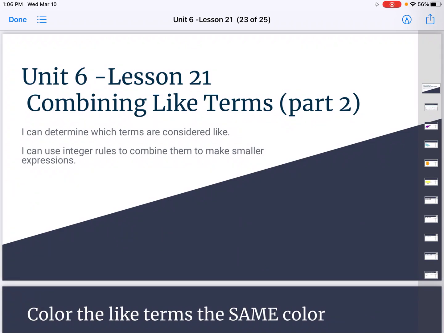All right, Unit 6, Lesson 21, Combining Like Terms, Part 2. So this is a three-part lesson because it's got so many skills embedded. So I can determine which terms are considered like, and I can use integer rules to combine them to make smaller expressions. So today we're going to focus on perimeter and making those expressions smaller.